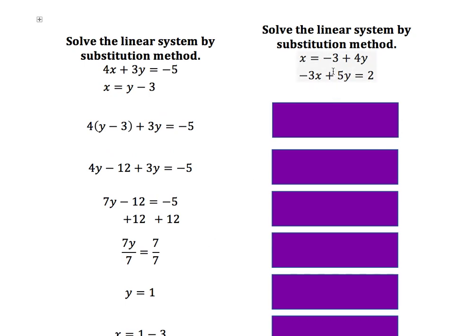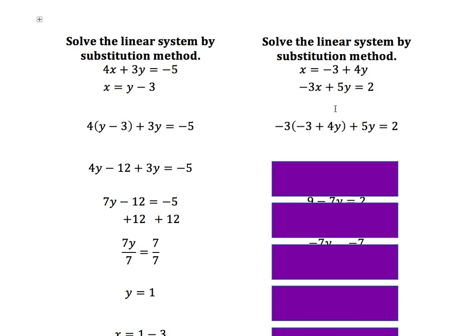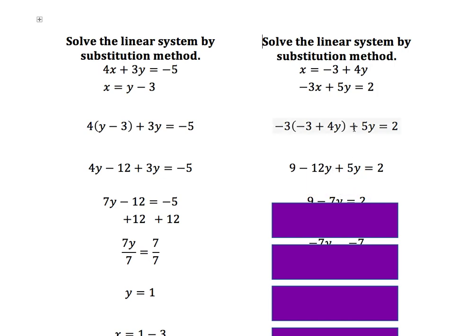All right, let's look at this one again. I'm going to replace this x with negative 3 plus 4y, and it looks like this. Now I need to distribute the negative 3 throughout the parentheses, and I get 9. So negative 3 times negative 3 is positive 9, and negative 3 times 4y is negative 12y. And then I still have the plus 5y out here is equal to 2.